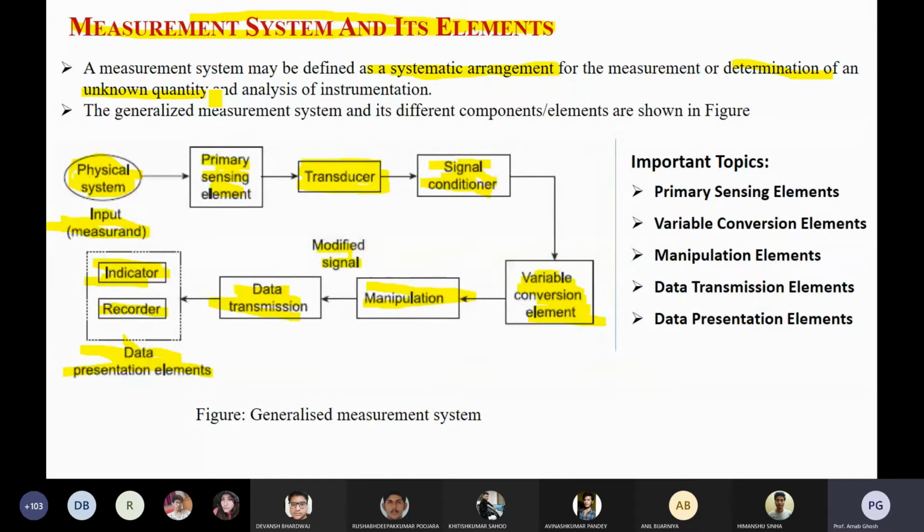When you are preparing the notes, you have to elaborately retain the most important points, like the primary sensing unit. What is a primary sensing unit? You can follow any of the standard books and prepare your copy.